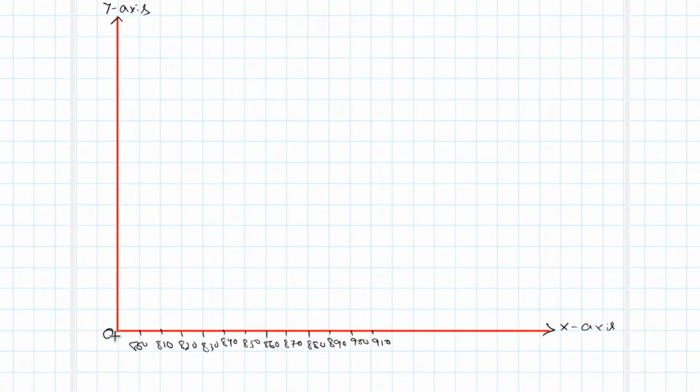So we can't directly write 800 after 0. For that, what we will do is make a zigzag line here. This is the zigzag line which shows that between 0 and 800 there are other numbers also.